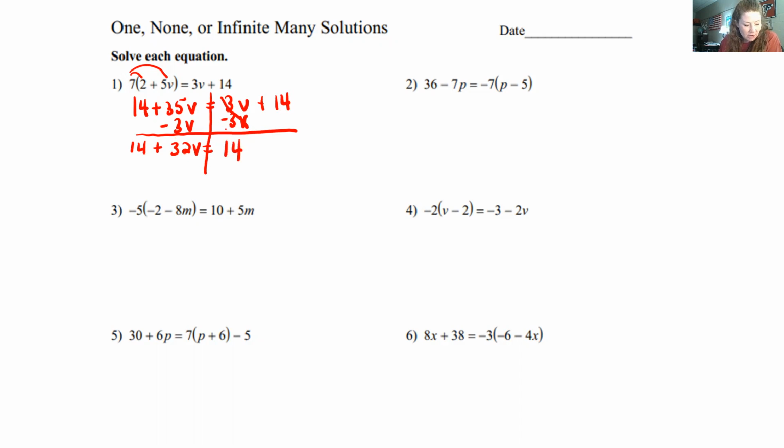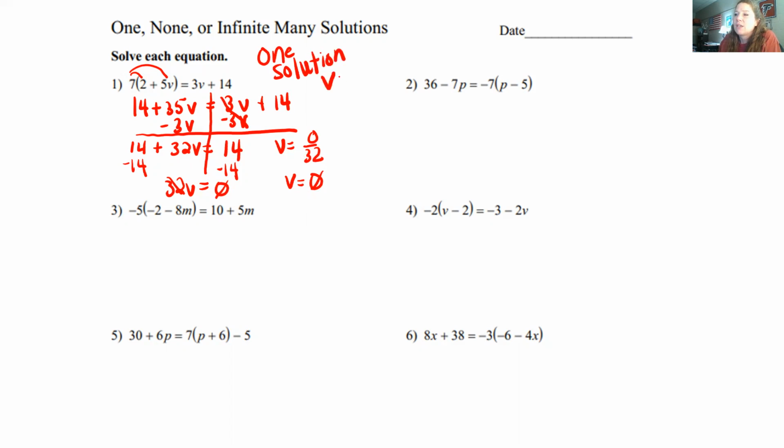I want v by itself on one side of the equal sign, so I'm going to get rid of this positive 14 by subtracting 14. And I have 32v is equal to 0. And then the opposite of multiplying by 32, I'm going to divide both sides by 32. So my 32 will cancel, and 0 divided by 32, if I put that in my calculator, I see that the answer is 0. Well, that's okay. You can get v or x equals 0. So there's one solution, and that solution is v equals 0.